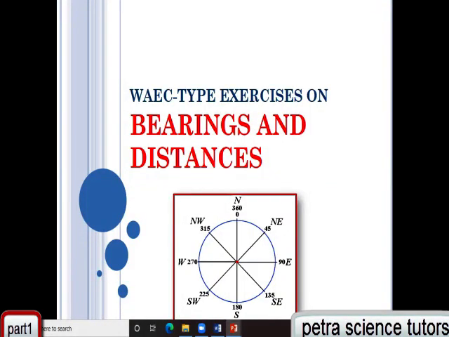Okay. All right. So today's topic is WAEC-type exercises on bearings and distances. This is a very important topic in mathematics and is usually tested in your international exams. So we are going to deal with the topic today.